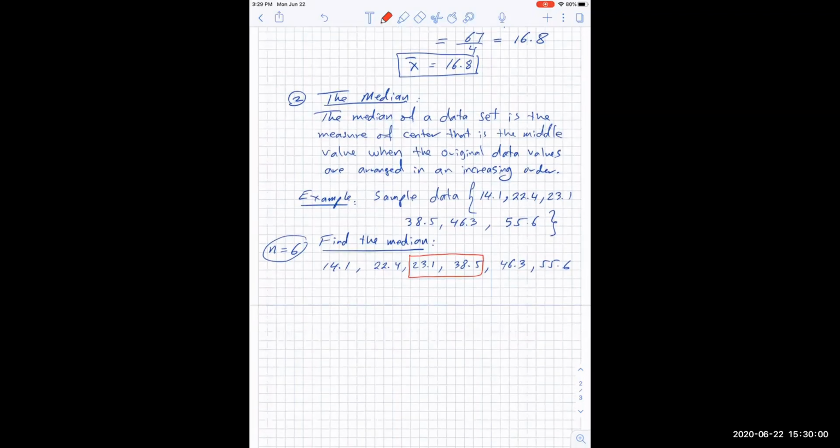Now, to find the median, I'm going to take the average of these two. So 23.1 plus 38.5 divided by 2. That gives 30.8. And that's the median.